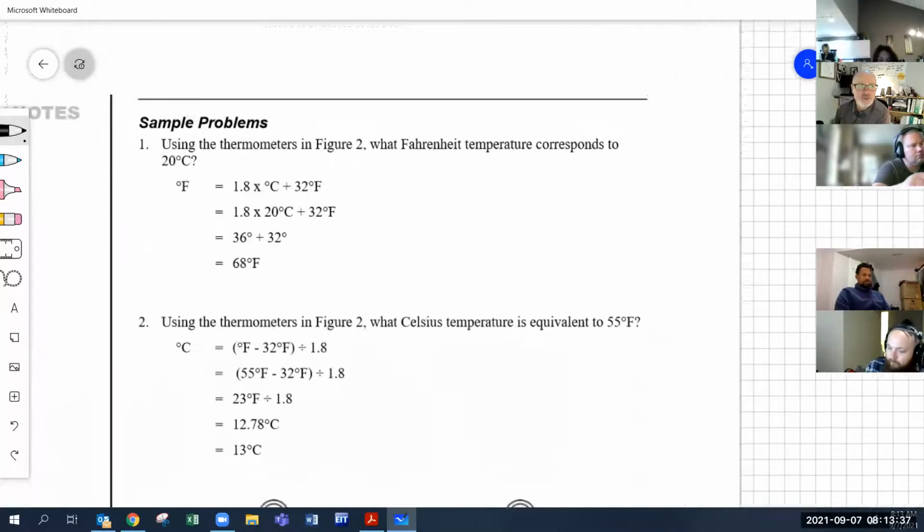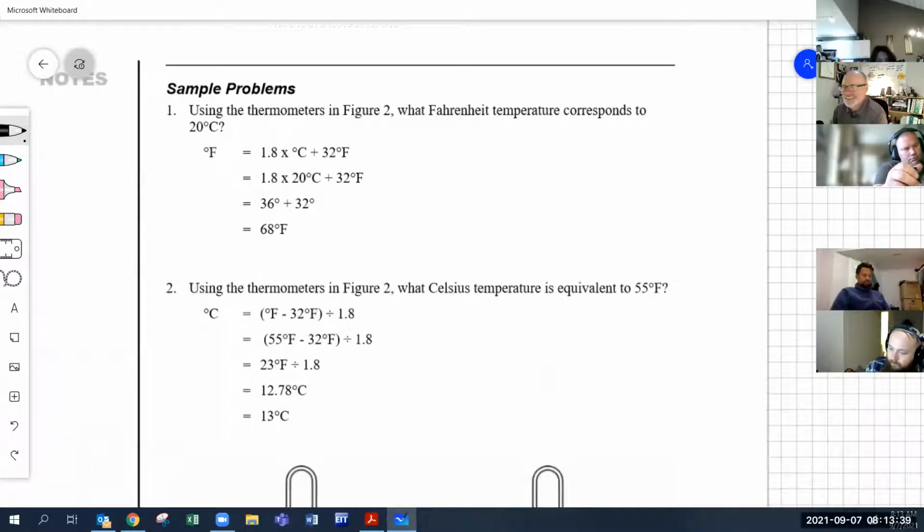Now, they go on to give you a couple of examples here. Just keep those in mind. I'm not going to really go through them. It's pretty simple, I believe.